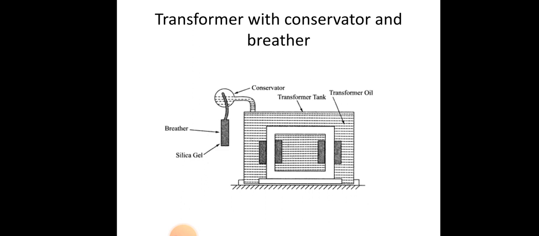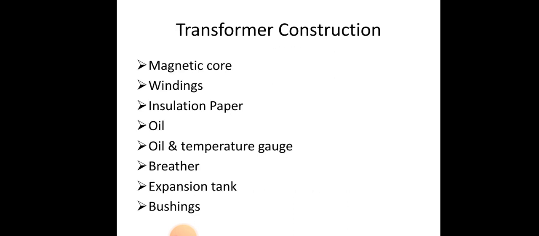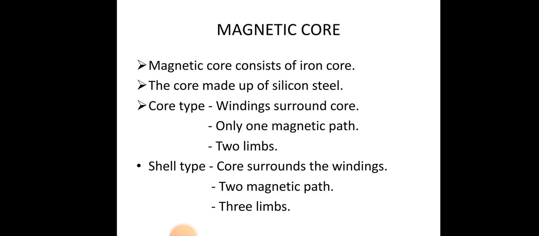A transformer consists of the following components. First one, silica gel, breather, conservator, transformer tank filled with oil. So it has magnetic core, windings, insulation paper, oil and temperature gauge, breather, expansion tank and bushings. So first one, magnetic core. The magnetic core consists of iron core. The core is made up of silicon steel material.